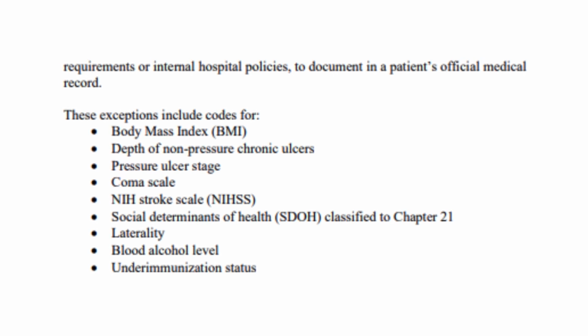These exceptions include codes for body mass index, BMI, depth of non-pressure chronic ulcers, pressure ulcer stage, coma scale, NIH stroke scale, NIHSS, social determinants of health, SDOH, classified to Chapter 21, laterality, blood alcohol level, and underimmunization status.